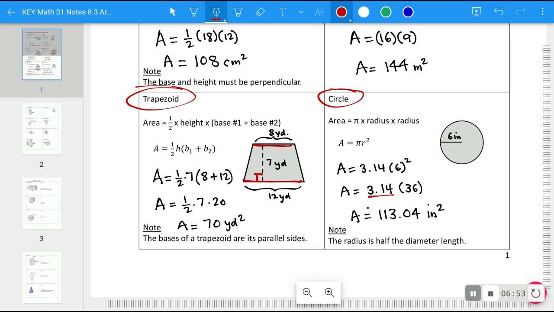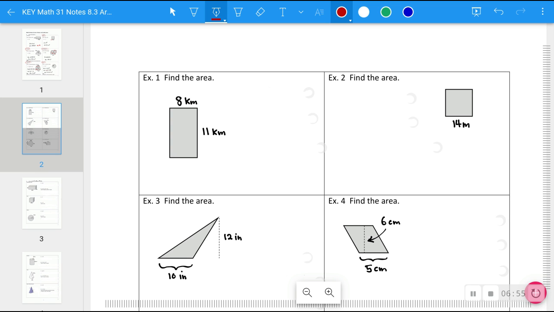Okay, the next page here is the same types of problems. I just don't identify them for you. So you have to look on the front page if you want to see the formula to use, but I've got them all printed here so you'll be able to see them. The rectangle has a formula of length times width, so just 8 times 11 here. And your units in this one are square kilometers.